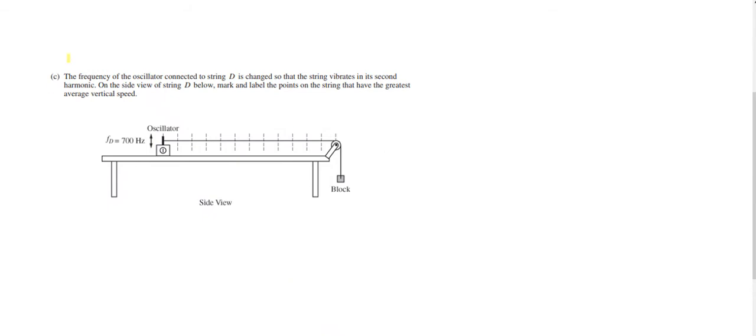But anyway, the frequency of the oscillator connected to string D down here is changed so that the string vibrates in its second harmonic. That is weird. We'll come back to that in just a second. On the side view of D below, mark and label the points of the string that have the greatest average speed. This is something you'd probably want to use a pencil on.